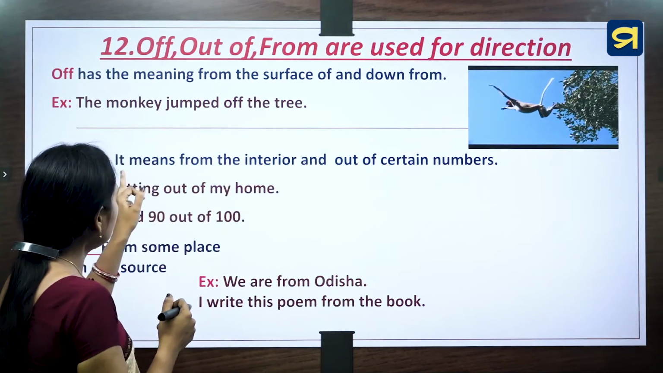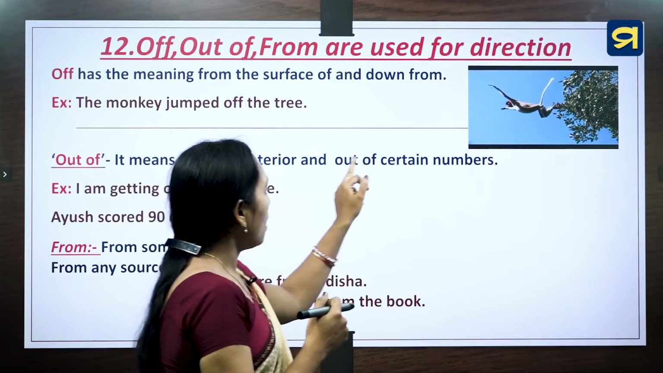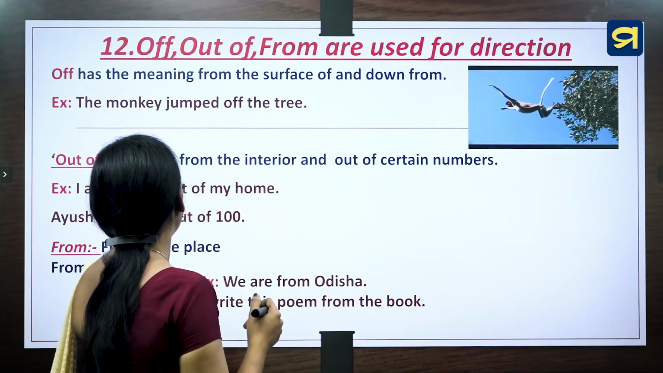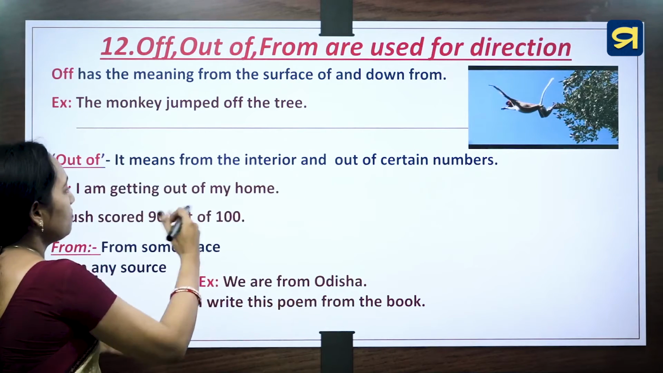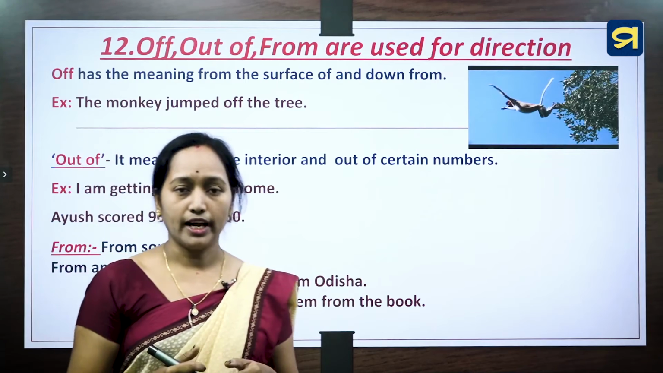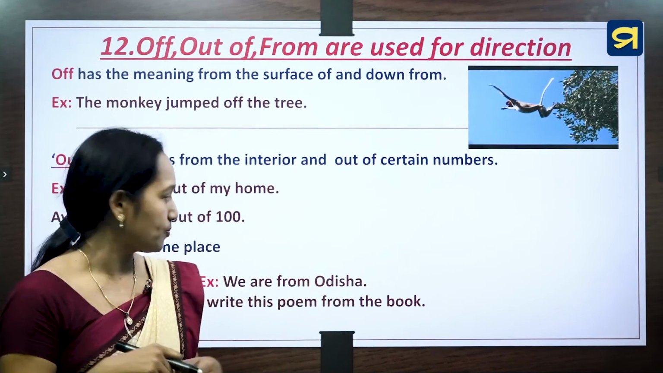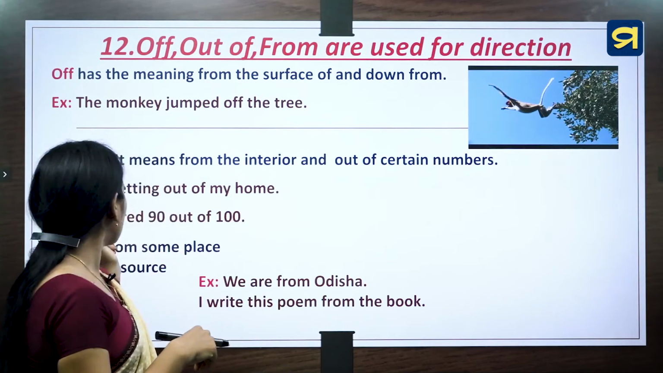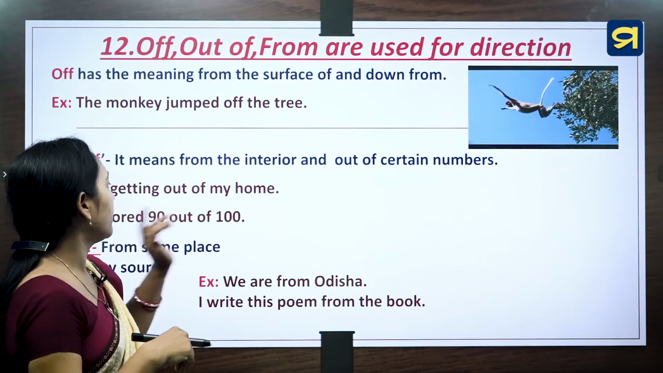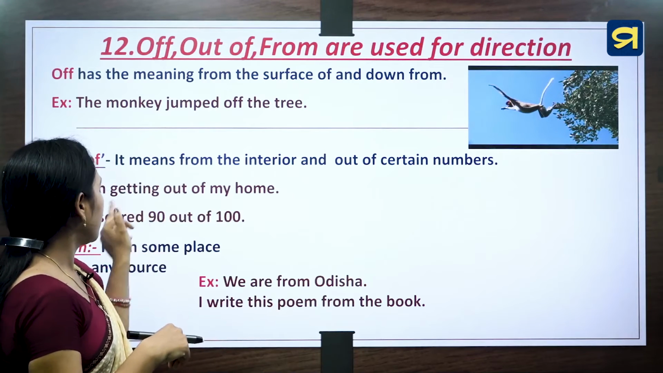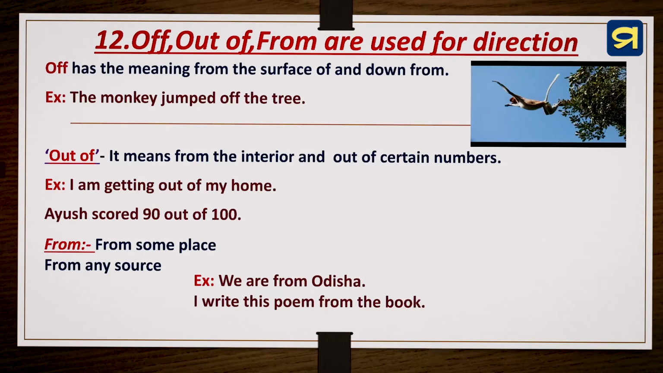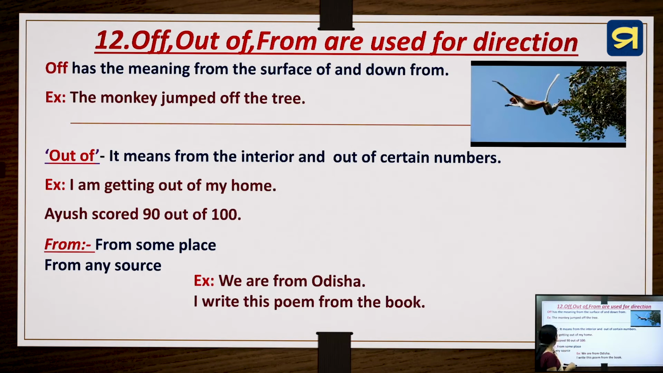Out of means from the interior and out of certain numbers. Take for example, I am getting out of my home. Or Ayush scored 90 out of 100. Here it is a figurative use.